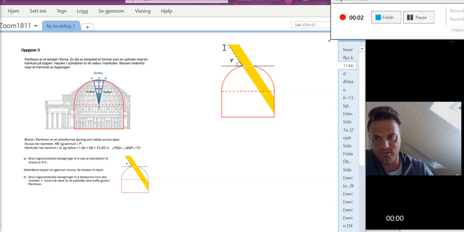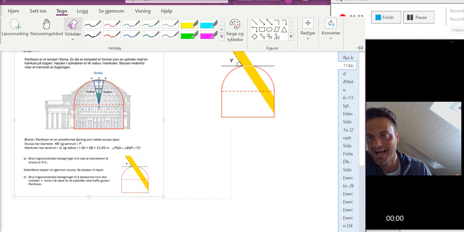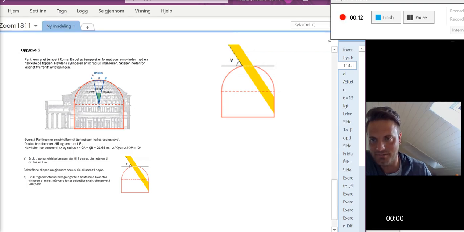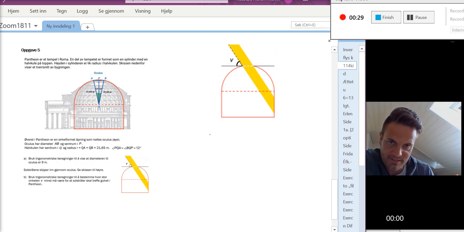So then exercise B here, quite a difficult exercise. The thing is there's a hole in the top of this Pantheon, and the sun comes through the roof like this, and we want to find out how big this angle V must be if the sun should hit the floor. And we see we have this angle here, the sun does not hit the floor. We need a bit bigger angle here, maybe like this.